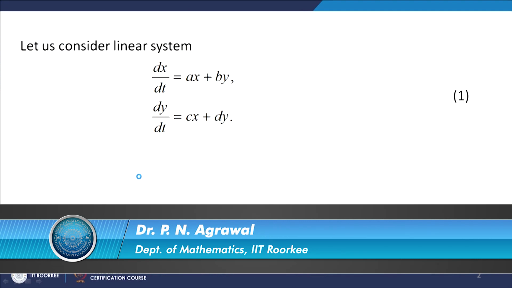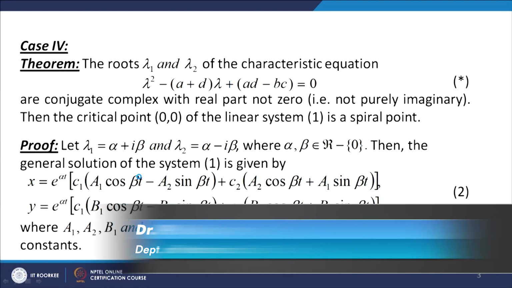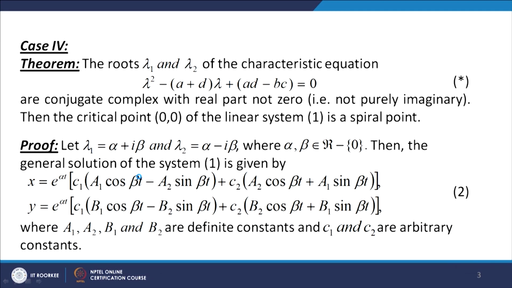Friends, welcome to my next lecture on stability of linear systems. Let us consider the linear system as usual, dx by dt equal to ax plus by, dy by dt equal to cx plus dy. Now we are going to discuss the fourth case, where the roots lambda 1 and lambda 2 of the characteristic equation are conjugate complex with real part not equal to 0.